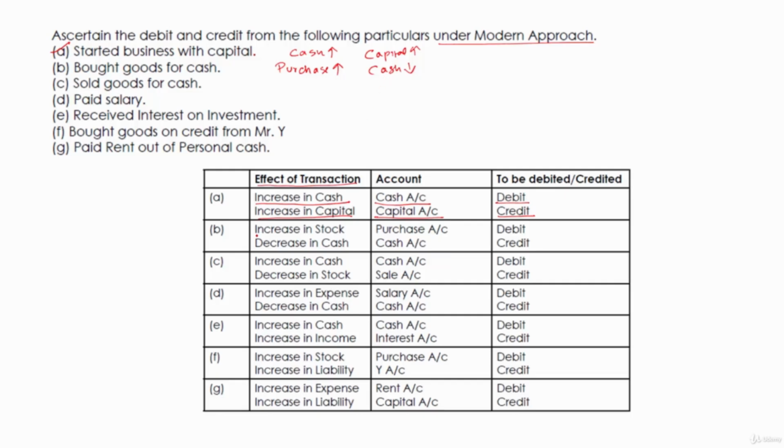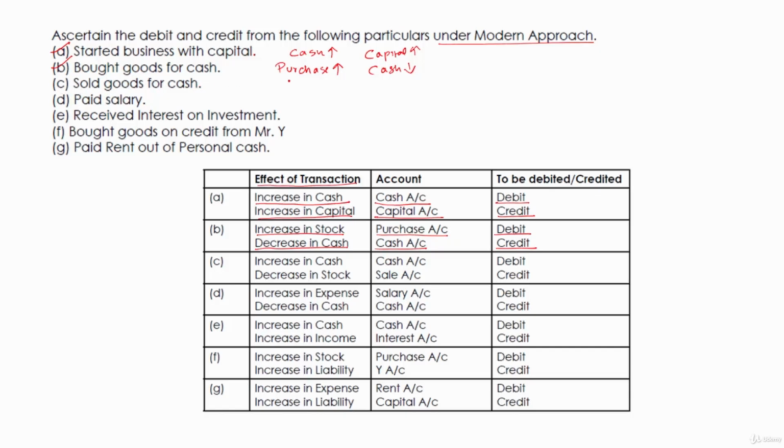Look at here. Increase in stock. Account affected is purchase. As per real account rule, debit what comes in. Purchase is coming in. So it will be debited. And cash is getting decreased. Account affected is cash. Credit what goes out. Cash is going out.